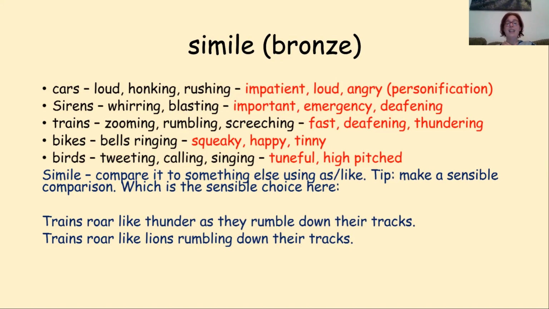The second one, lions do roar, but they don't rumble down tracks. Not that thunder rumbles down a track, but it does rumble. A lion doesn't rumble, and it's not really comparative to a train. A lion is a roar, and it is a loud roar, but it's not as big as a train. It doesn't have that same oomph as a train, whereas thunder is big, it's loud, it's more of a similar comparison to a train.